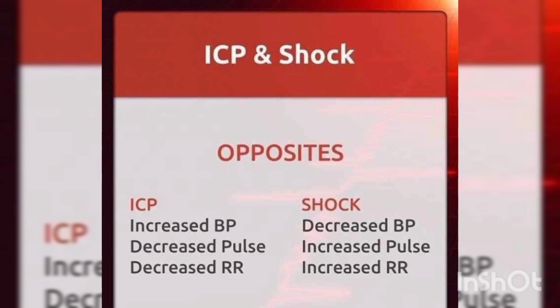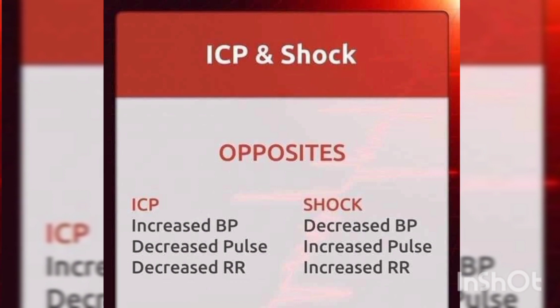Now comes the difference between ICP, intracranial pressure, and shock. These are opposites. In intracranial pressure, there is increased BP, decreased pulse, decreased respiratory rate. On the other hand, in shock, there is decreased BP, increased pulse, and increased respiratory rate.